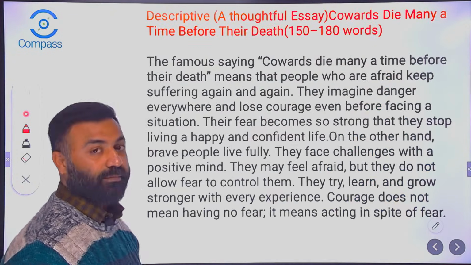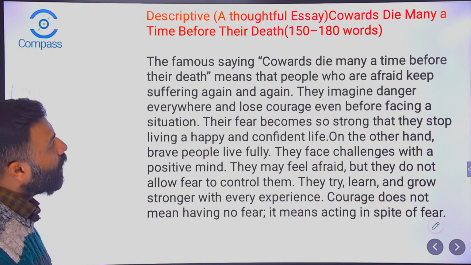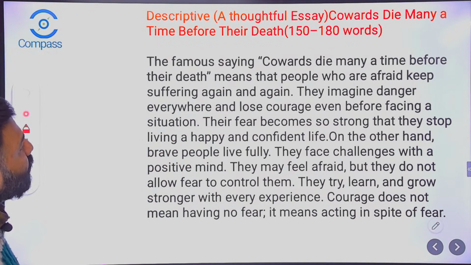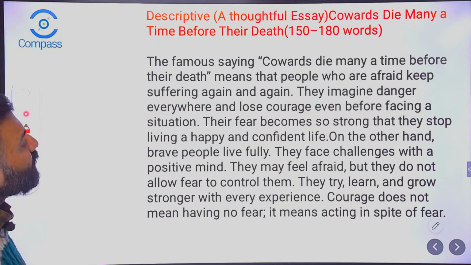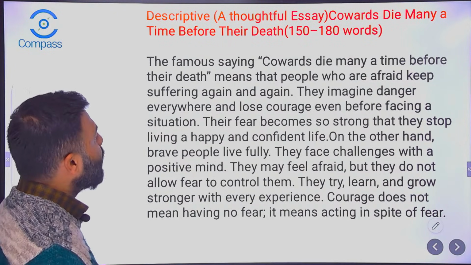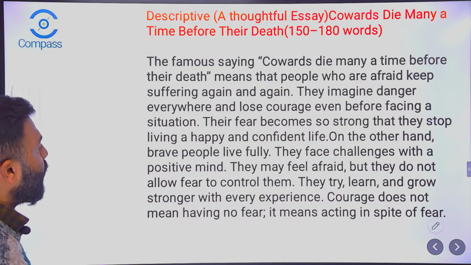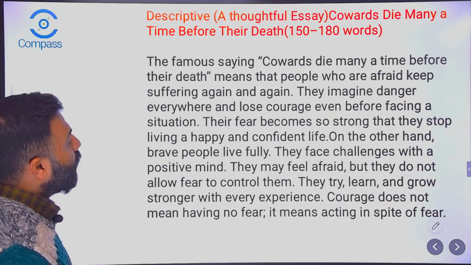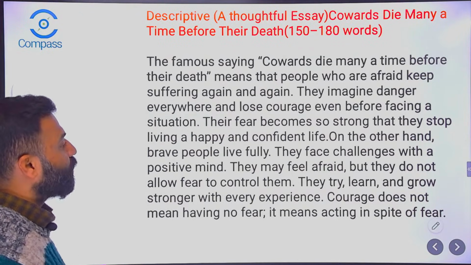Let's see. I have come up with this answer, 150 to 180 words. Let's read. A descriptive, thoughtful essay. The famous saying, cowards die many a time before their death, means that people who are afraid keep suffering again and again. They imagine danger everywhere and lose courage even before facing a situation. Their fear becomes so strong that they stop living a happy and confident life.